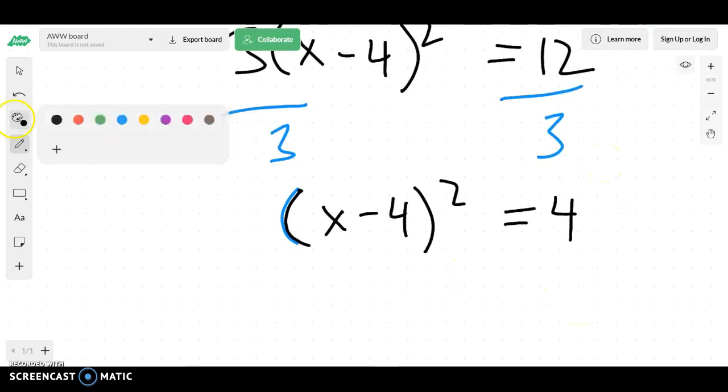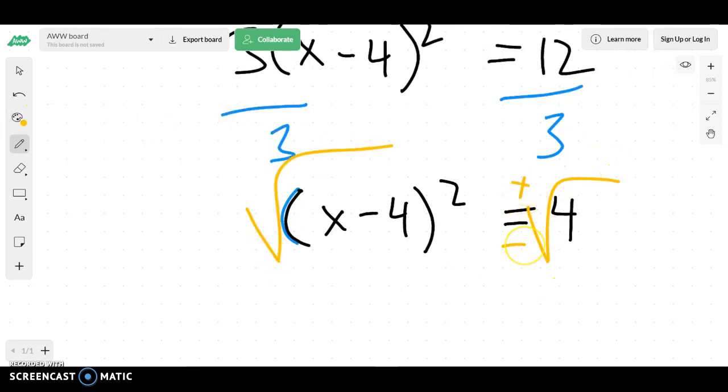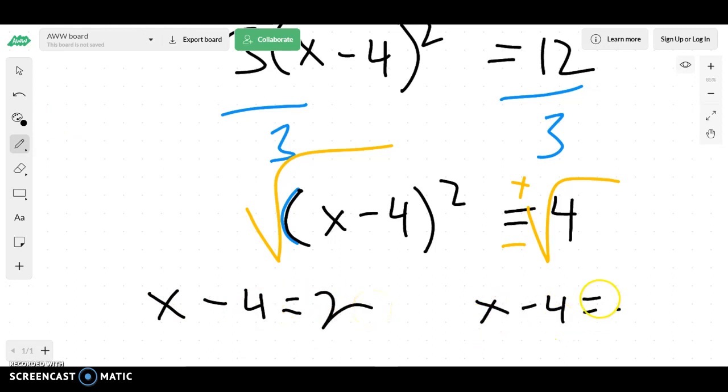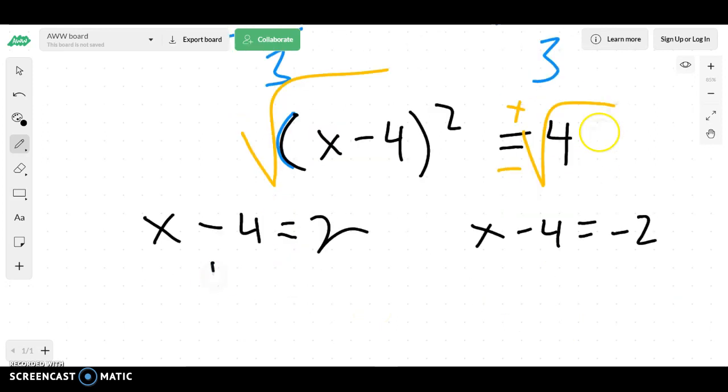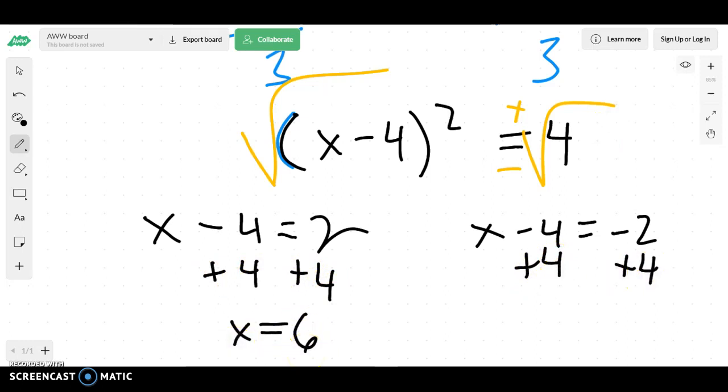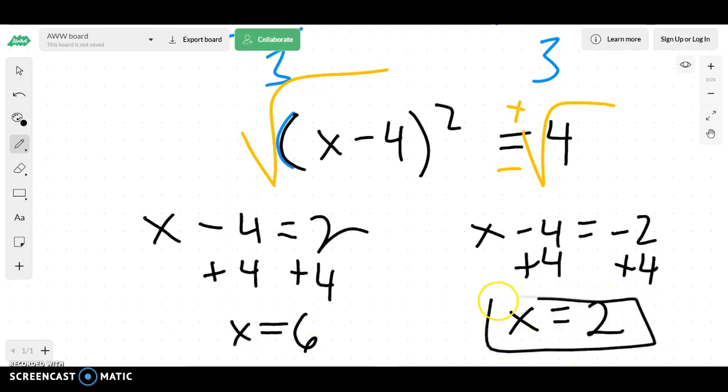Again, we'll take the square root of both sides, and when we take the square root of both sides, we get a plus or minus. So this is going to make two problems. We're going to get x minus 4 equals 2, and we're going to get x minus 4 equals negative 2. I would then add 4 to both sides. This answer would become x equals 6, and this would be x equals 2.